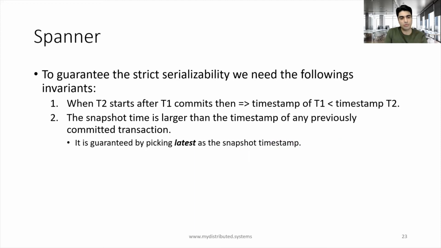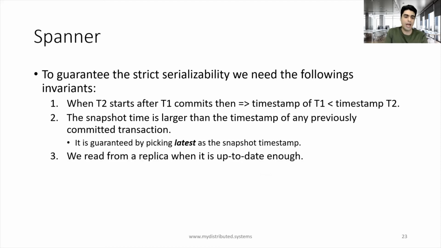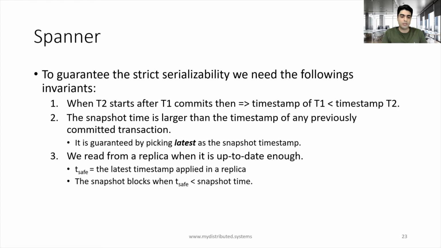So in addition to these invariants, we need another thing: we have to make sure a replica is up to date enough when we want to read from the replica, right? And to make sure the replica is up to date enough and basically has all the versions up to a certain timestamp, we have a variable called tsafe that basically is the latest timestamp applied in a replica. And a snapshot blocks when snapshot time is larger than tsafe.